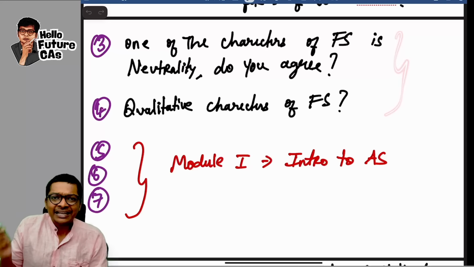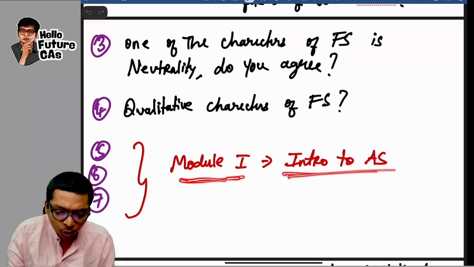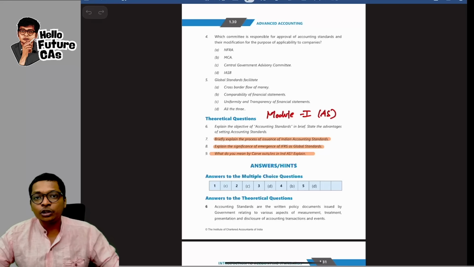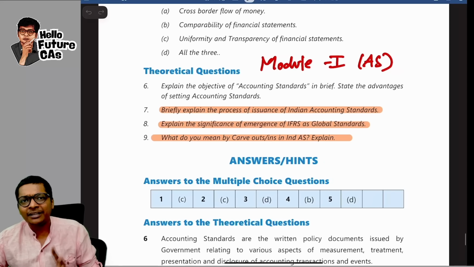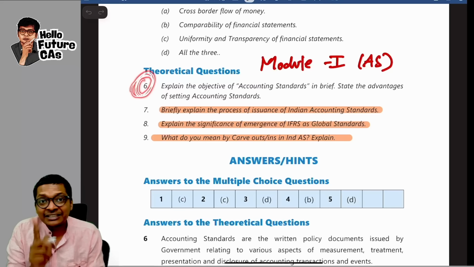These 2 questions. Then the next 3 questions are there in our module 1, Introduction to Accounting Standards. In that chapter it is there. If you see, this question 6 was tested in the past exam.